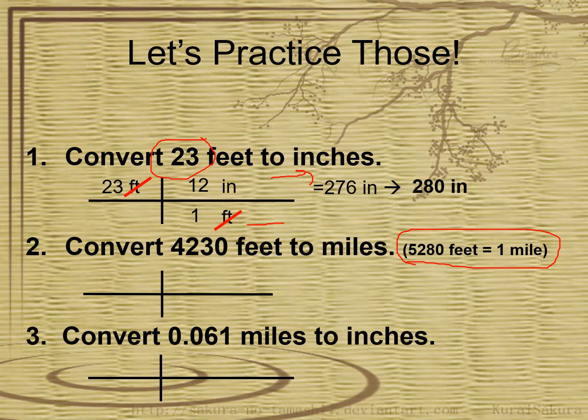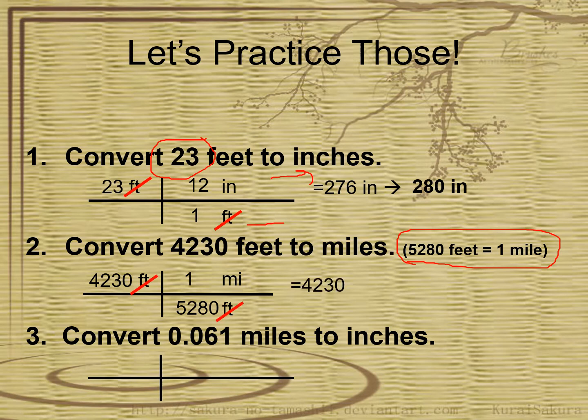So in this problem, we have 4,230 feet. We're going to put that in the left corner there. And then the feet tells us what to put down here. The units tell you what to do. Don't forget about that. The units tell you what to do. Feet is going to go on the bottom. So can we go right from feet to miles? Yes, because we have this conversion factor right here. So miles is going to go on top. And then we use this relationship to tell us what numbers to put there. So we have 5,280 feet on the bottom and 1 mile on top.